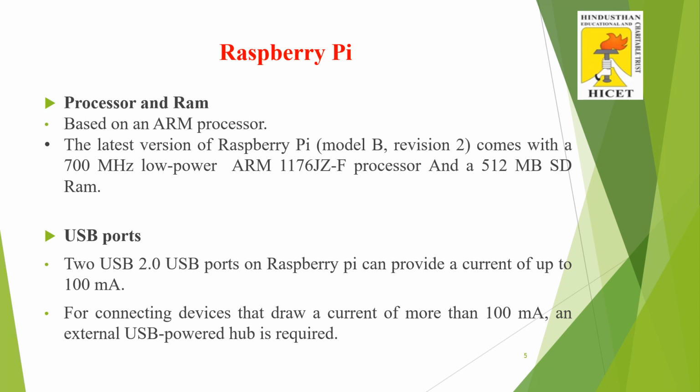The next one is USB ports. The USB ports are mainly used for connecting your keyboard and mouse. Some Raspberry Pi will have two USB ports, and some Raspberry Pi will have four USB ports.